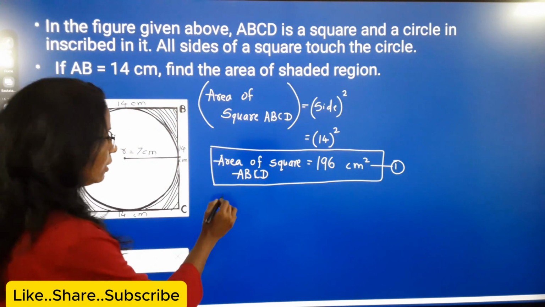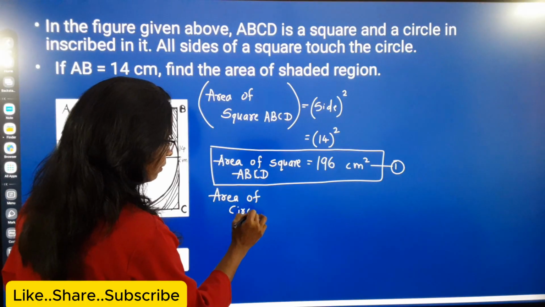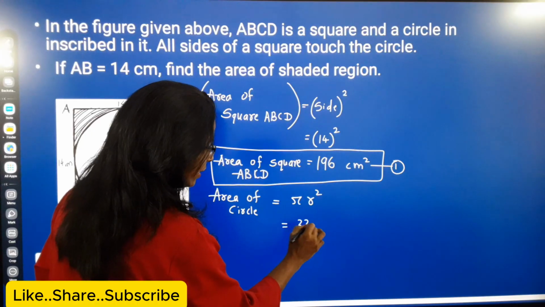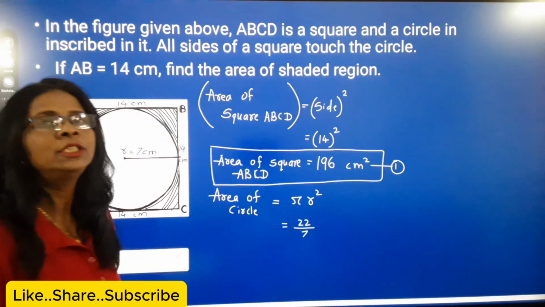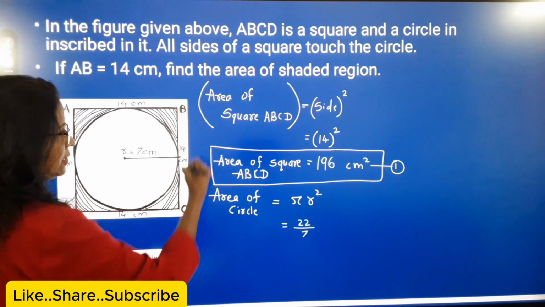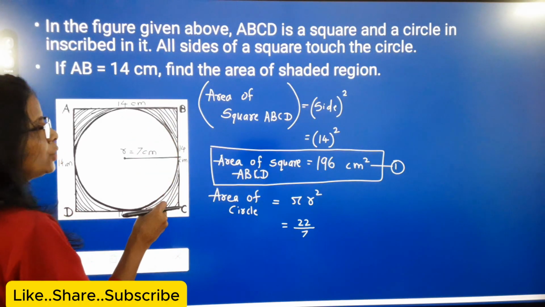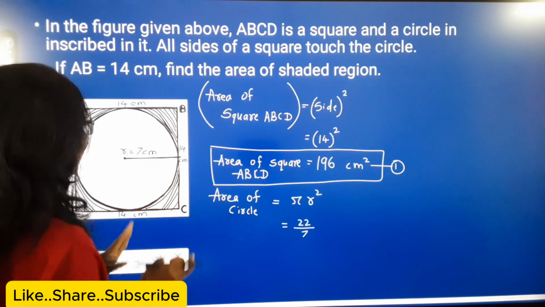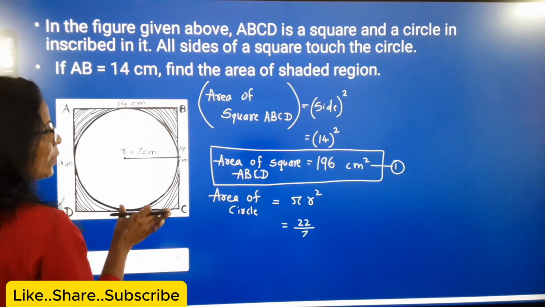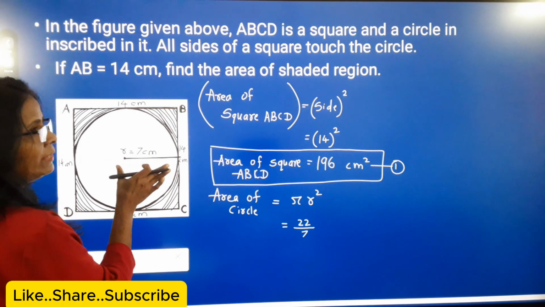Then area of circle, the second part. Here students, we know the formula, that is pi r square, where pi is 22/7. Now what about r, the radius? If the side is 14 centimeter, then the circle touches all the sides of the square, so the circle covers half of the square's side. That means the radius will be 7 centimeter.